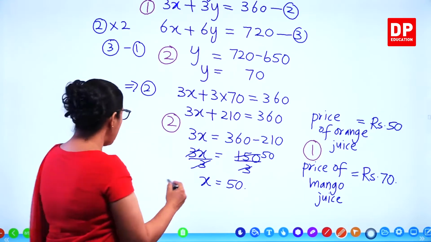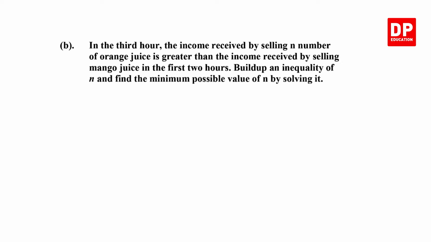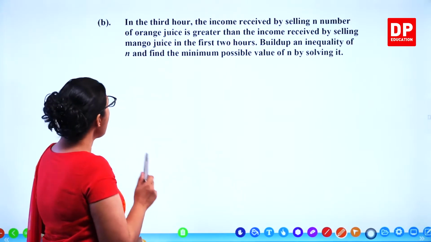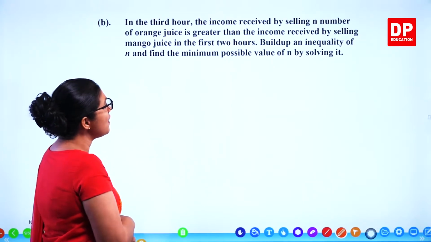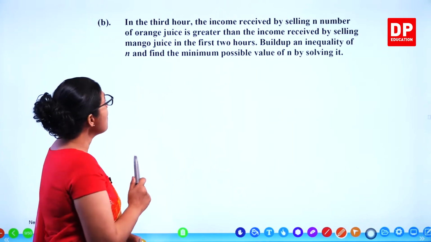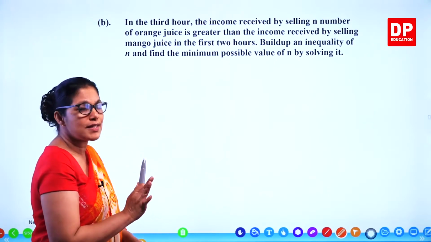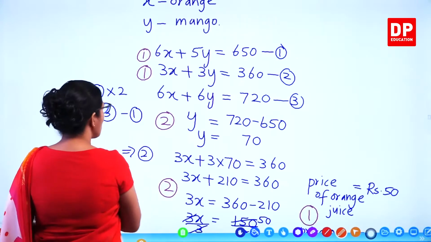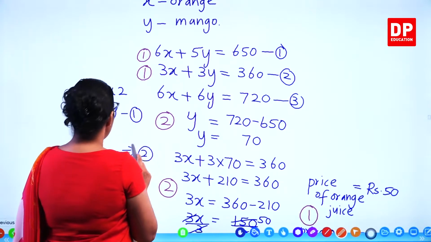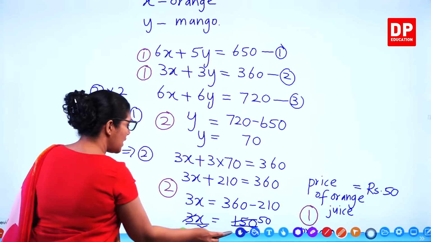So let's do the inequality part. Part B. In the third hour, the income received by selling n number of orange juice is greater than the income received by selling mango juice in the first 2 hours. So how many mango juice in the first 2 hours? Let's read the question here.